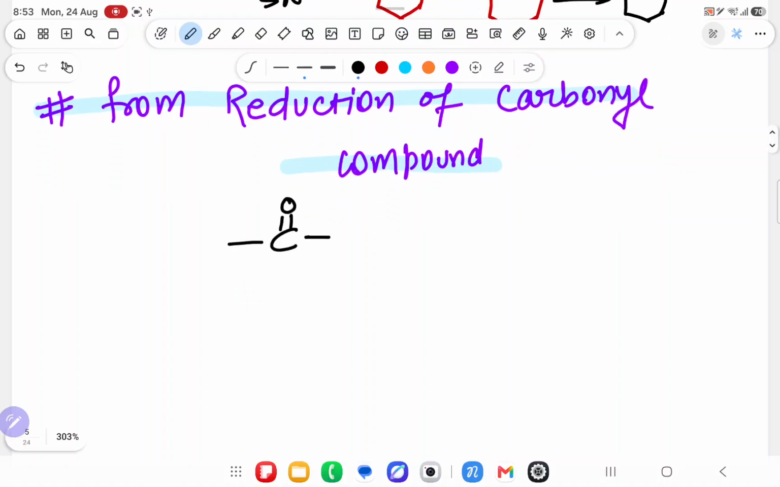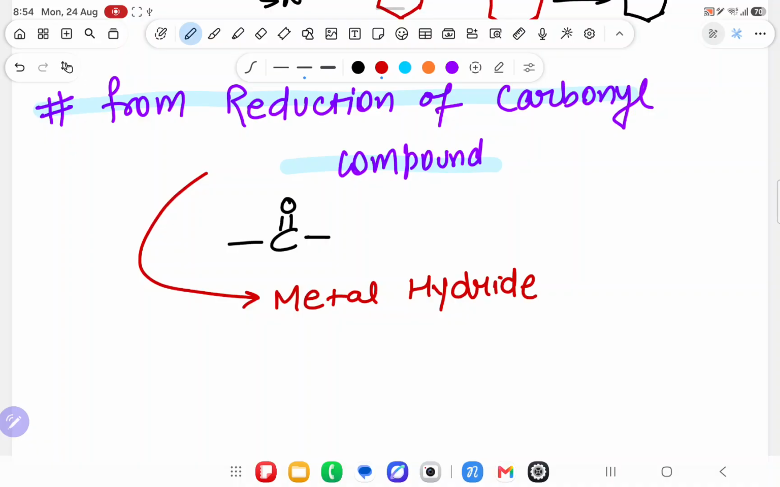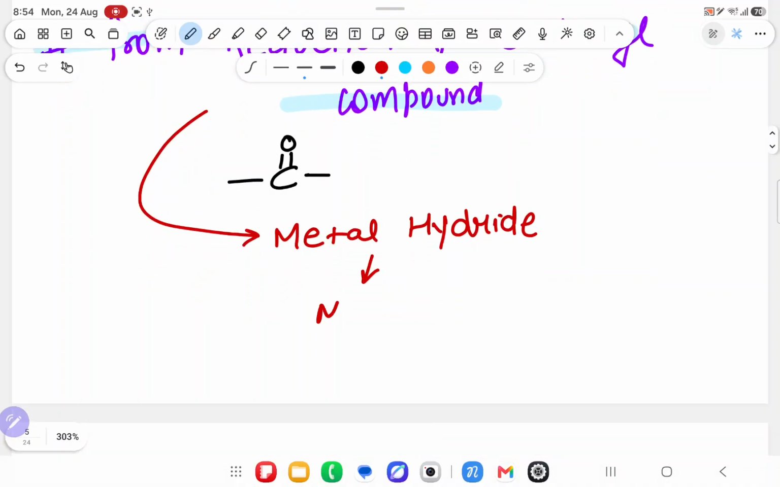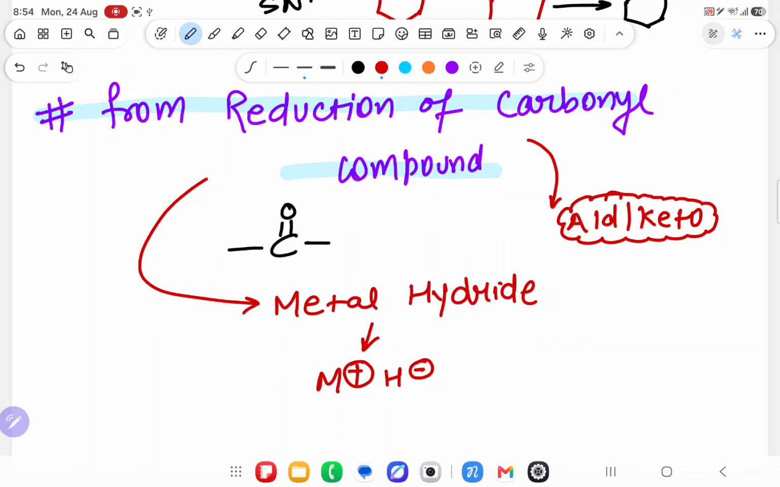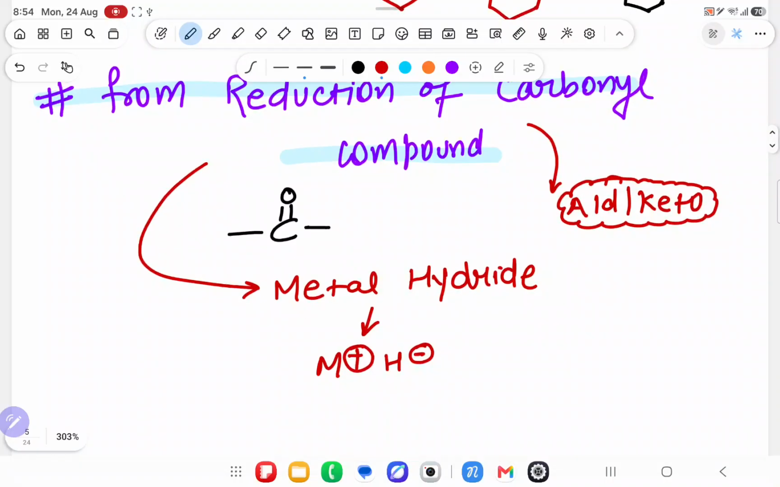Now, whenever you do the reduction of carbonyl compound, over there you will have to use the reagent as metal hydride. What do you have to use? Metal hydride. Metal hydride means M plus H minus. And especially reduction of carbonyl compound we will do for aldehyde and ketone, and reagent we will use as a metal hydride.